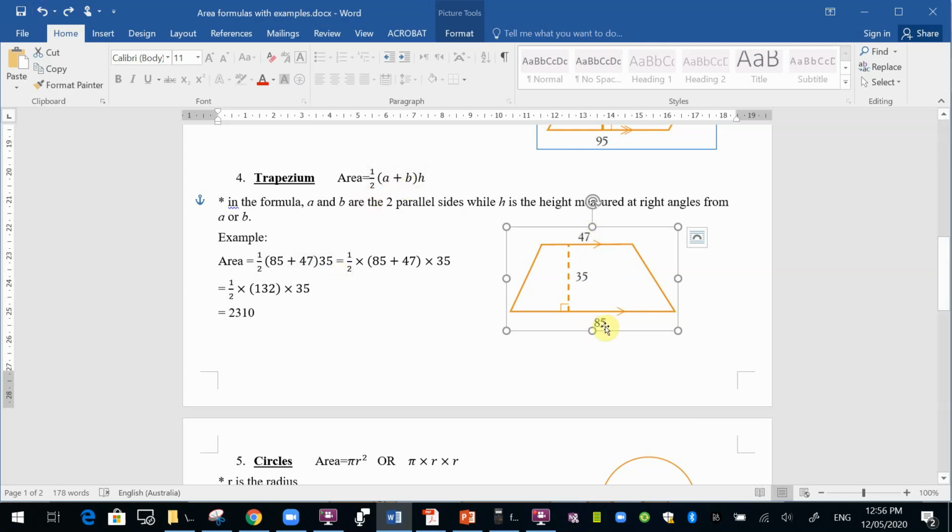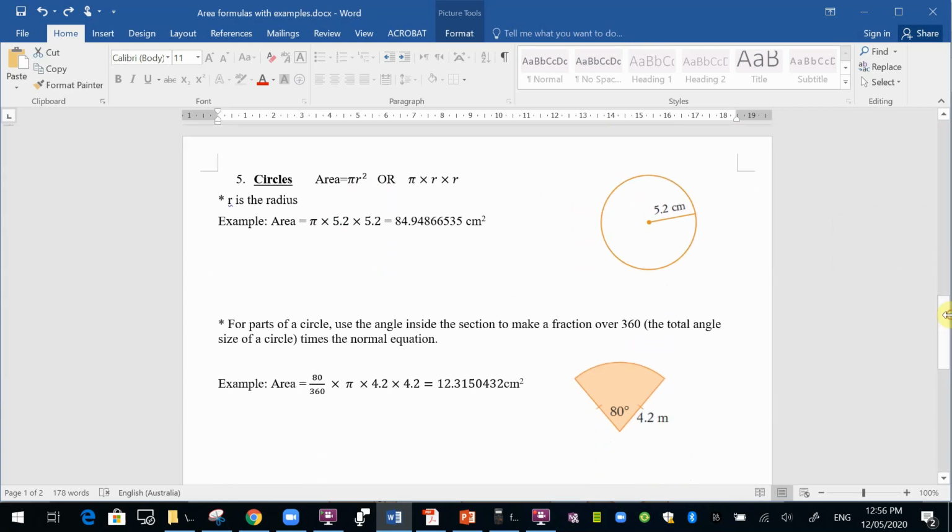So adding first, that's 85 plus 47. Then it's half times those two sides added times the height. And again, the height is measured at right angles from the base. So there's our height. So it's half times these two sides added times the height. And I've got it here. When you add 85 and 47, you get 132. Half times 132 times 35.